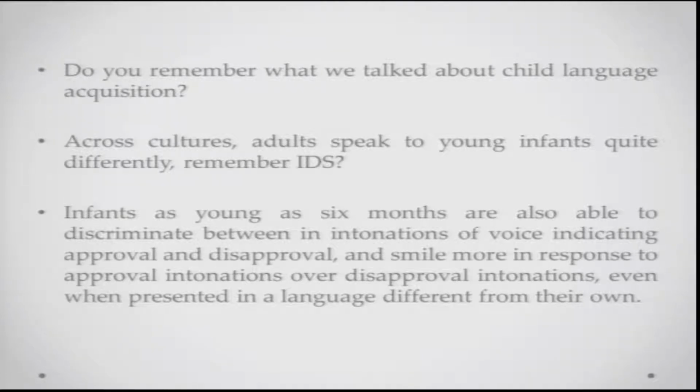Moving further, infants as young as 6 months of age can distinguish or discriminate between intonations of voice indicating approval and disapproval. So for example, a lot of times people talk to children in funny ways. Suppose they are appreciating something that the child did, or suppose they are trying, in a play sort of way, to scold the child that you should not do this. So children as young as around 6-7 months of age start understanding these intonations, they start understanding whether I have been praised or whether I am being scolded at this moment.